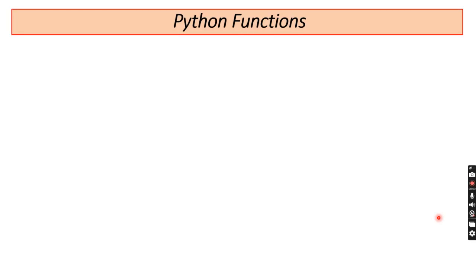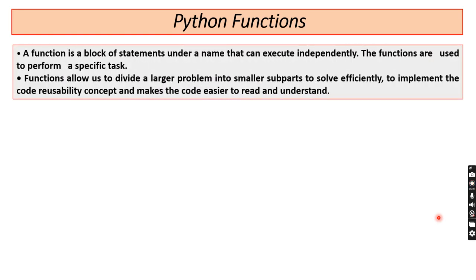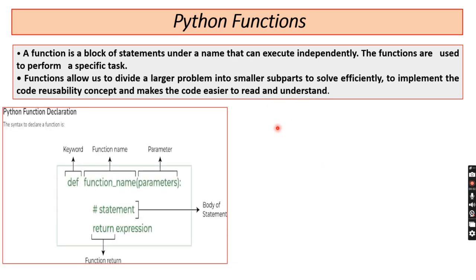In this video, I am explaining the function and the types of functions used in Python. Function means a block of statements used to perform some specific task. Functions allow us to divide a larger problem into smaller subparts to solve the problem efficiently, to implement the code reusability concept, and make the code easier to read and understand.